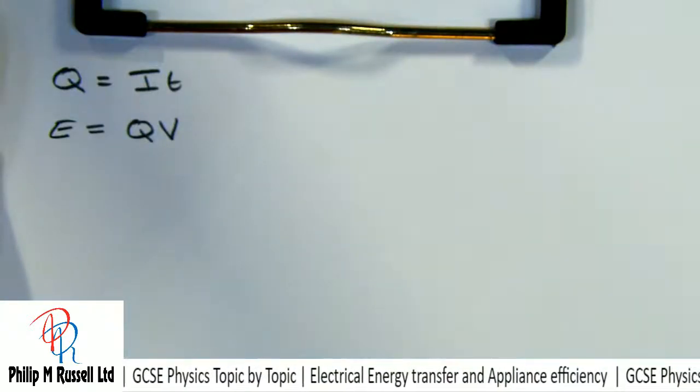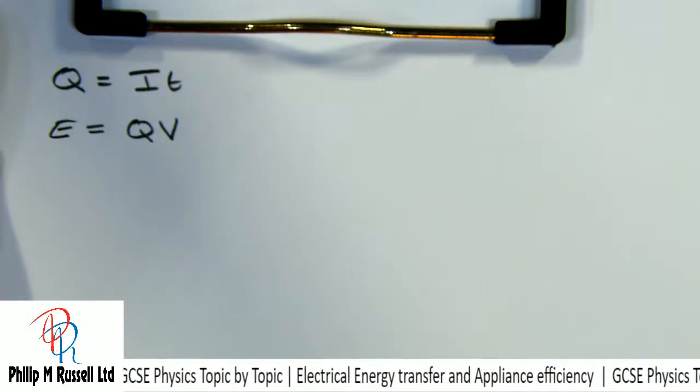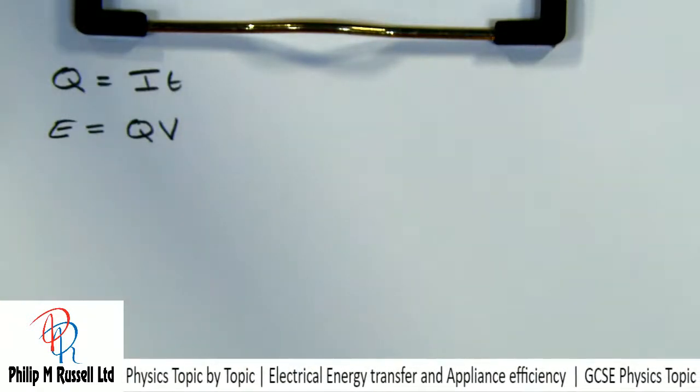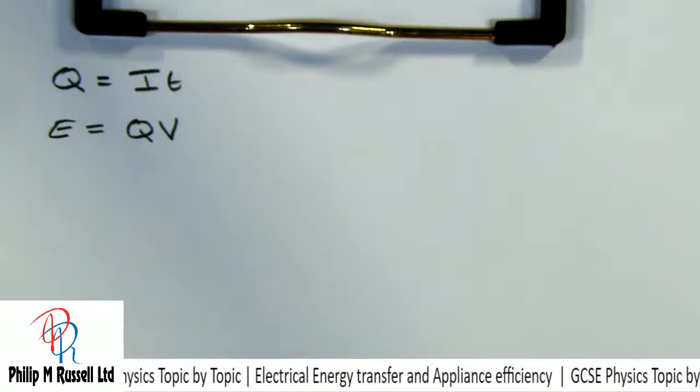When the charge flows around a circuit for a given time, the energy supplied by the battery is equal to the energy transferred to all the components. The bulb, the resistor, the diode, whatever it is in the circuit. So now we've got some feeling for this, let's have a look at some appliances, whatever they may be.